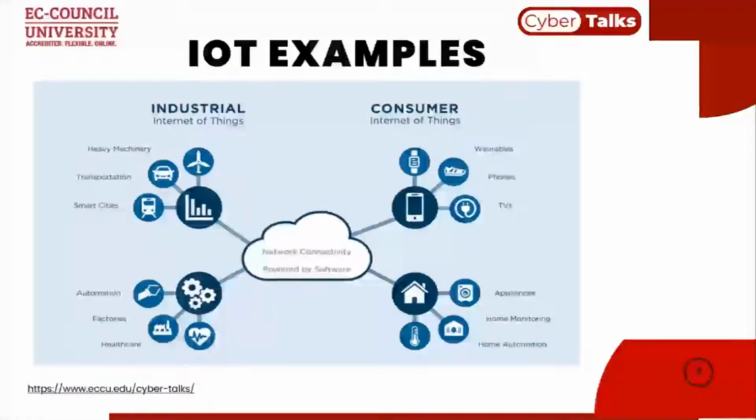There are a few examples. In the examples, I think these are the four categories that I have tried to create, and indeed I have tried to summarize the four categories into two: industrial and consumer. So let's talk about the consumer first. Consumer IoT is something that touches us directly in day-to-day life. For example, wearables, smart watches, smartphones, and TVs which also connect to the internet are all examples of Internet of Things.